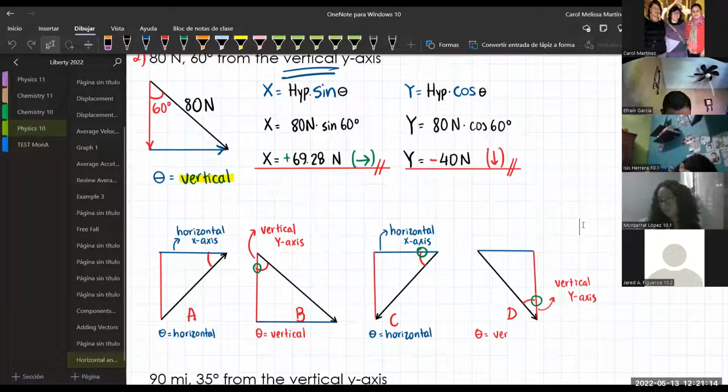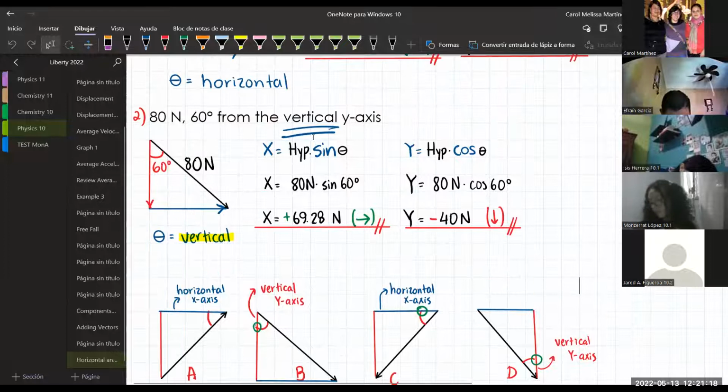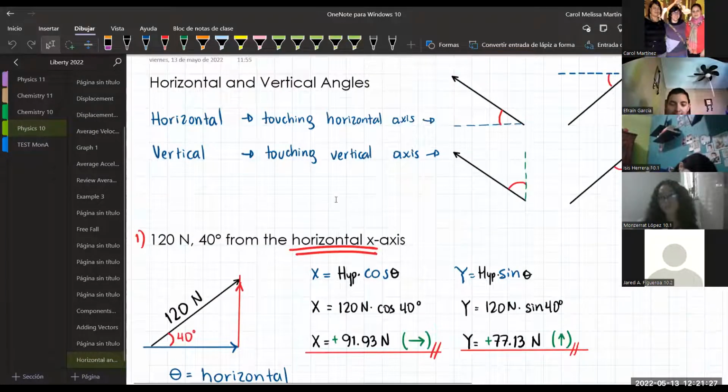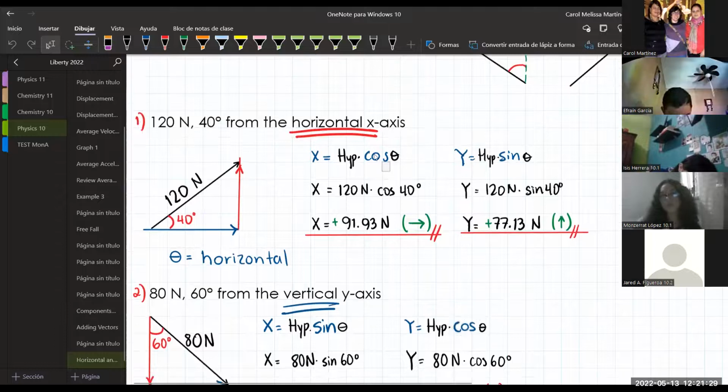So remember, when you have a vertical angle, you have to use the cosine and sine in a different way. Okay, for x will be sine, for y gonna be cosine. And when you have the horizontal, sorry, for x gonna be cosine and for y is gonna be sine.